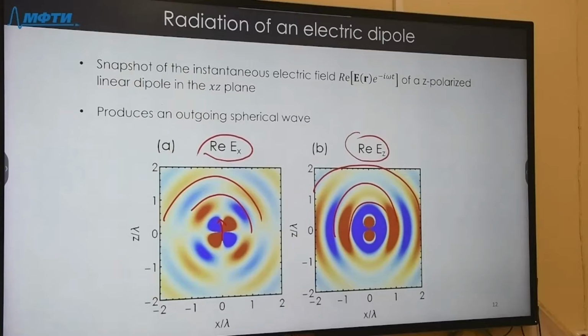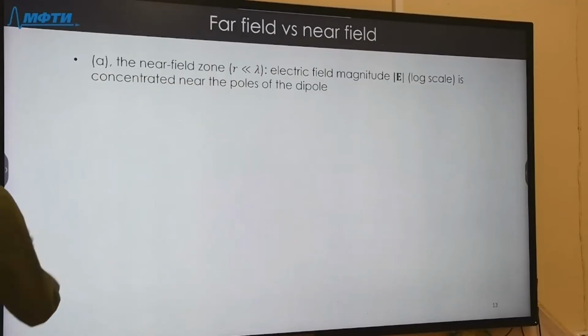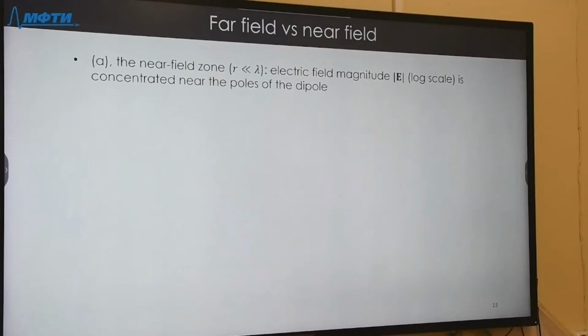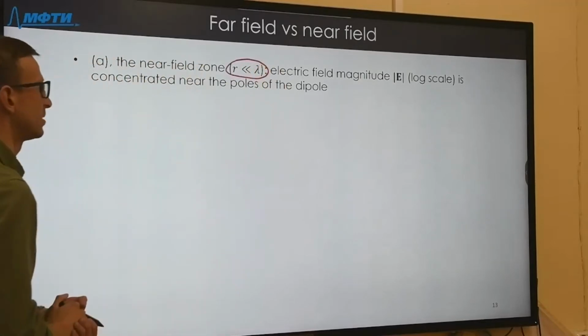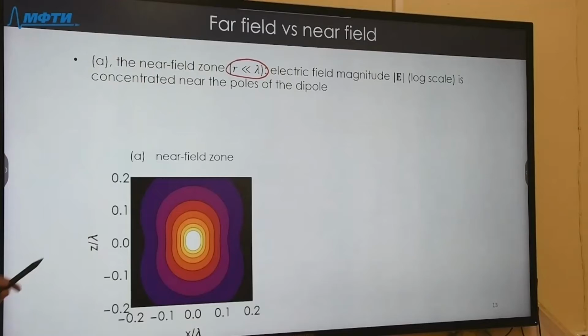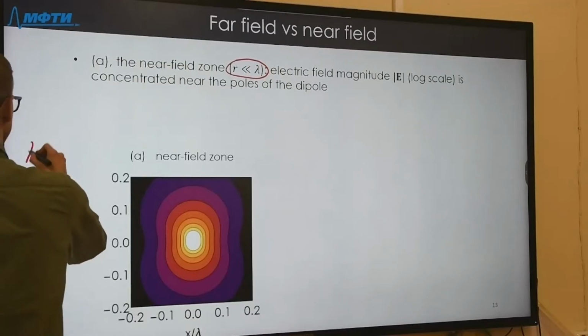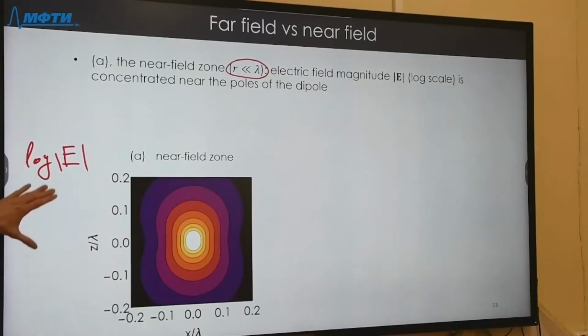And let's inspect in a bit more detail how this decay of the field in space actually happens for a point dipole. So let's first look at what happens to the electric fields in the near field zone, where we look at the field at spatial scales much closer to the dipole than the wavelength of the emission. And if you look at the electric field magnitude, which is plotted here on the log scale, this is the log of the total magnitude of the electric field, x component plus y component plus z component. So this is what we're going to see.